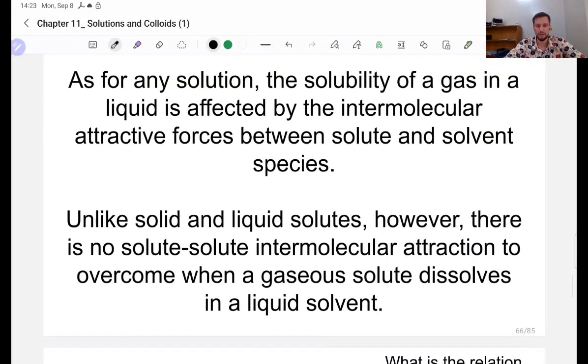Unlike solid and liquid solutes, however, there's no solute-solute intermolecular attraction to overcome when a gaseous solute dissolves in a liquid solvent. So what that's saying is, when a solid, for example NaCl, is added to water, Na and Cl, it takes energy to pull them apart. It takes energy to pull the water molecules apart, and then energy is released when the Na and Cl come together with the water again.